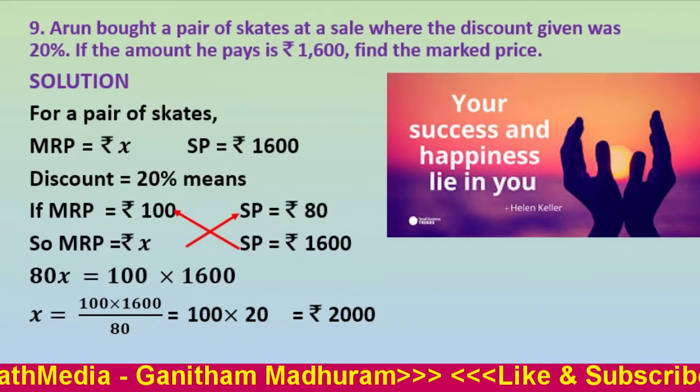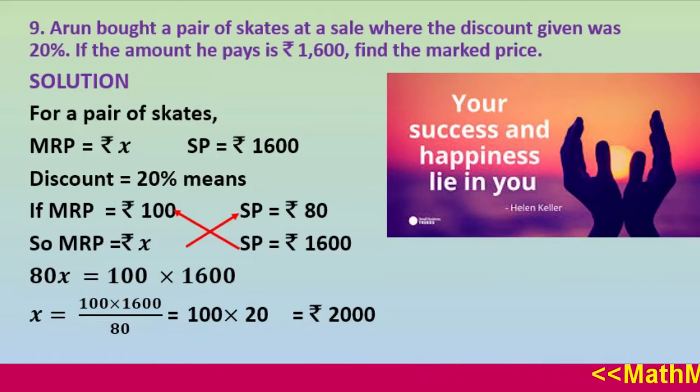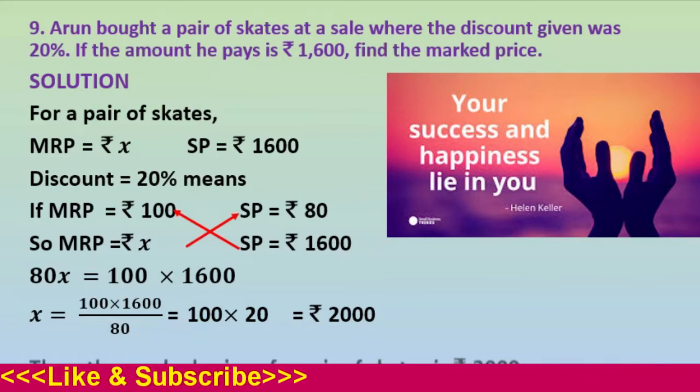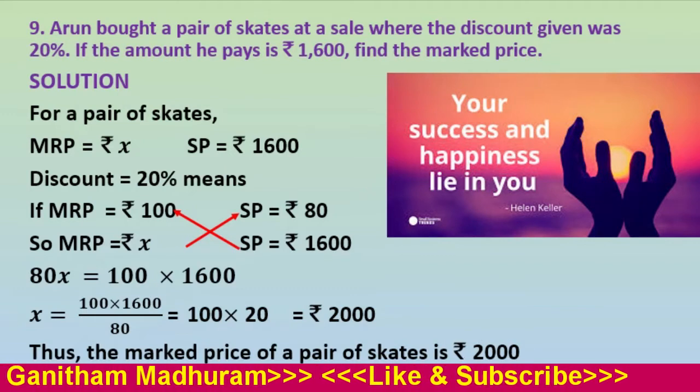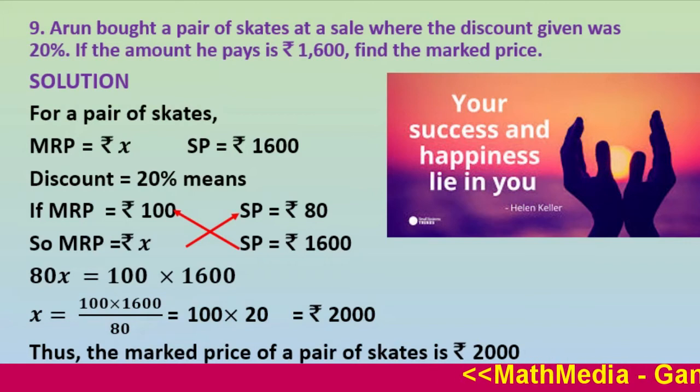The numerator becomes 100 into 20. So the answer will become rupees 2000. That means the marked price of the pair of skates is rupees 2000.